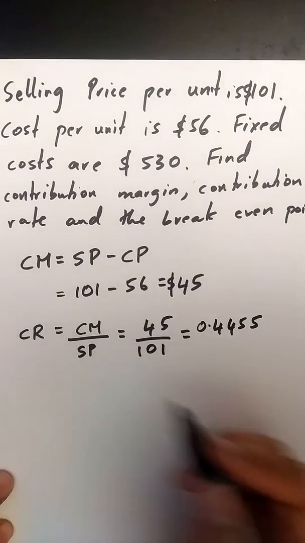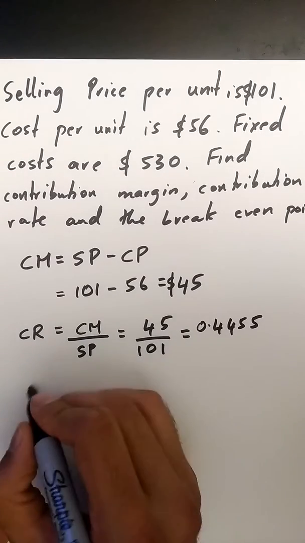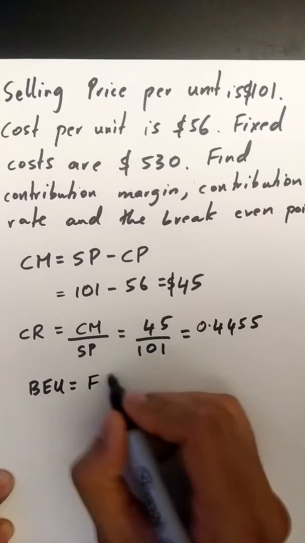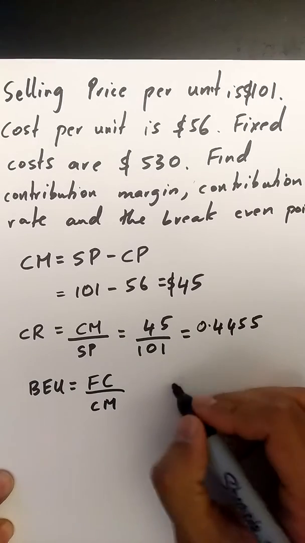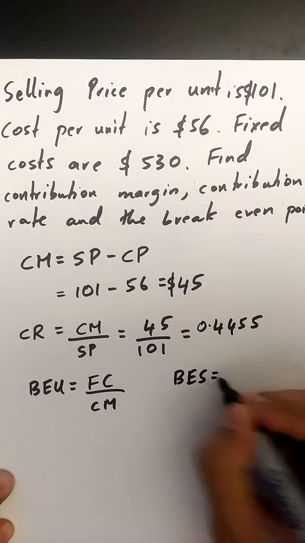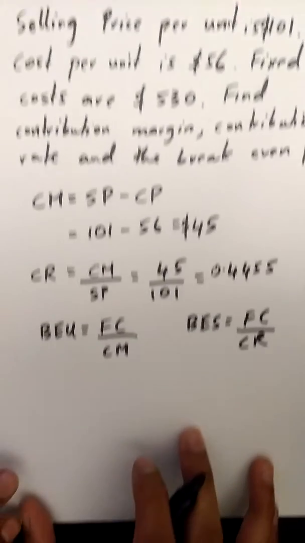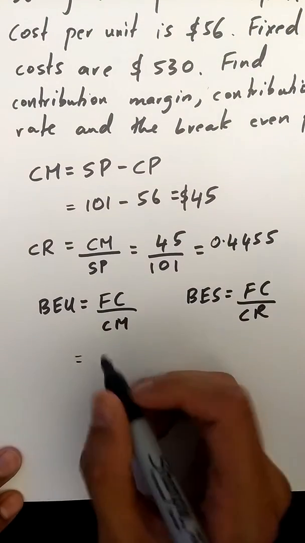because that's more useful when finding break-even units and break-even sales. Okay, so now we have two equations to find our break-even point. Break-even units is equal to fixed cost over contribution margin, and break-even sales is equal to fixed cost over contribution rate. Okay, so first I'm going to find my break-even units.